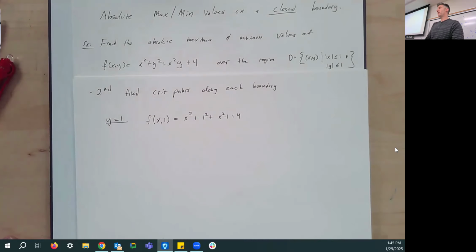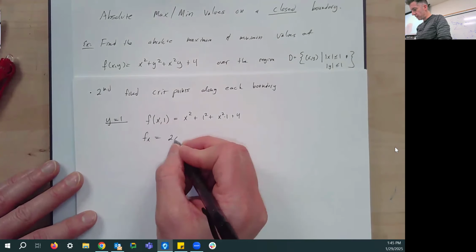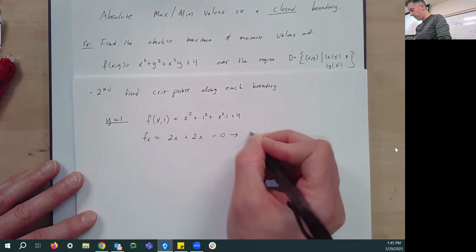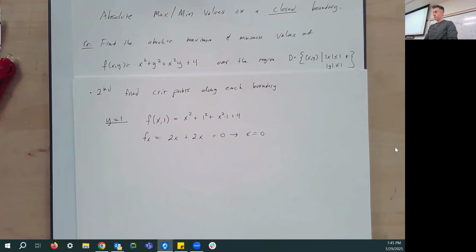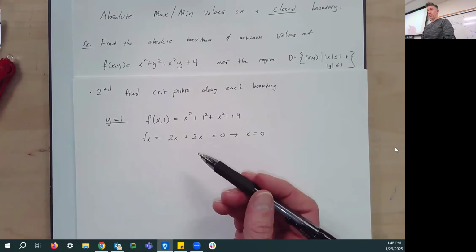I will point out, if we're on the line y equals 1, y is a constant. Y is never changing. So it wouldn't make any sense to take the partial derivative with respect to y, because it's going to be 0 if y is never changing. But we are going to take the partial with respect to x. The partial with respect to x here is going to be 2x plus another 2x. Setting that equal to 0, you're going to get x equal to 0.